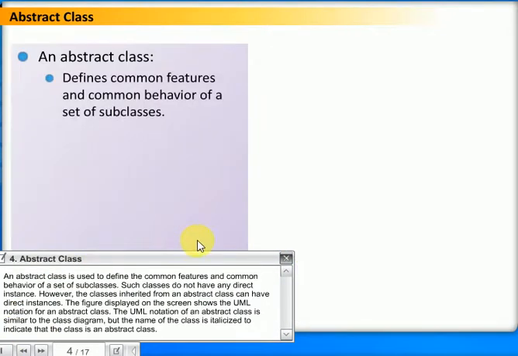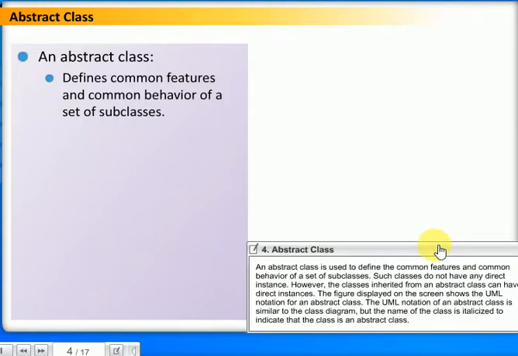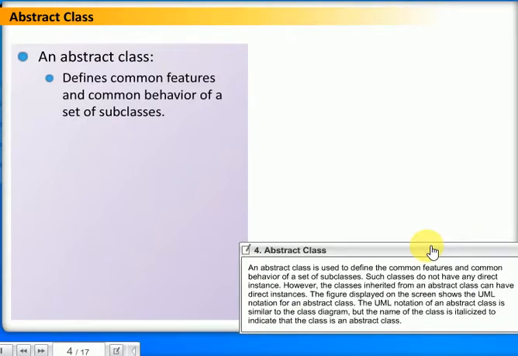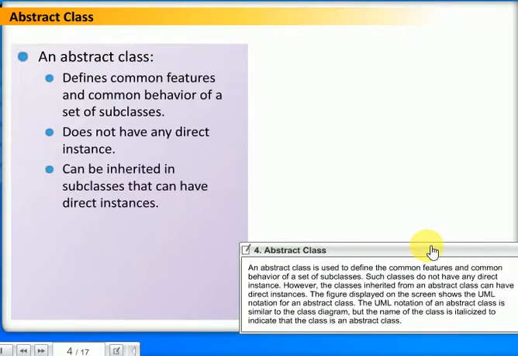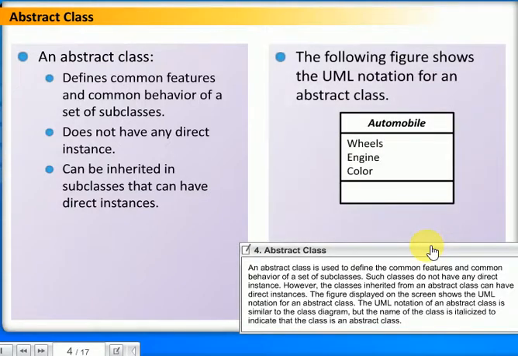An abstract class is used to define the common features and common behavior of a set of subclasses. Such classes do not have any direct instance. However, the classes inherited from an abstract class can have direct instances. The figure displayed on the screen shows the UML notation for an abstract class. The UML notation of an abstract class is similar to the class diagram, but the name of the class is italicized to indicate that the class is an abstract class.